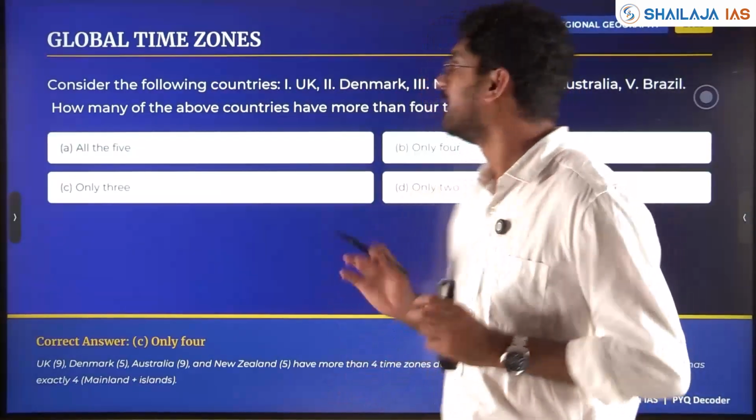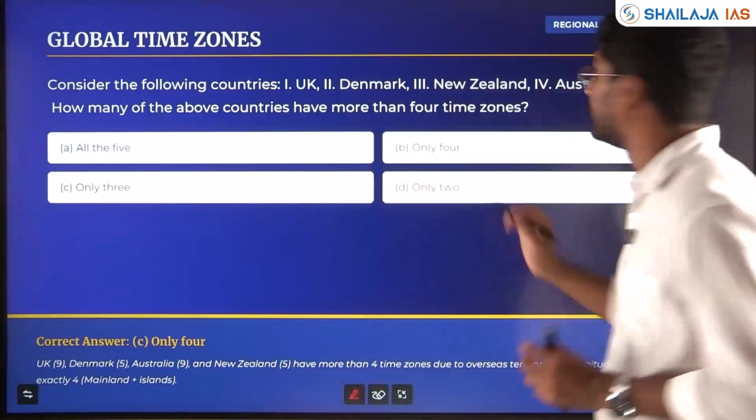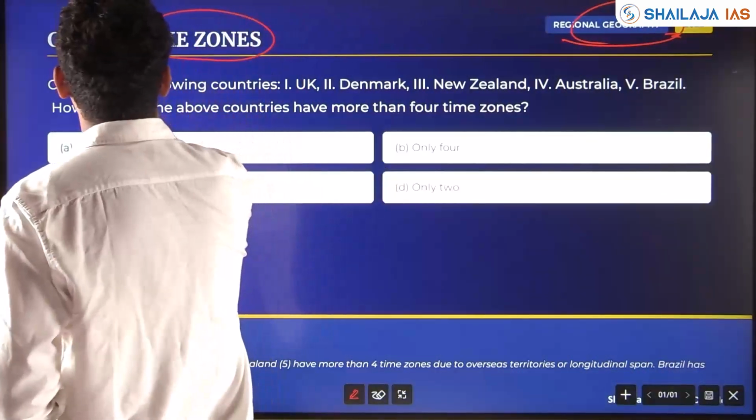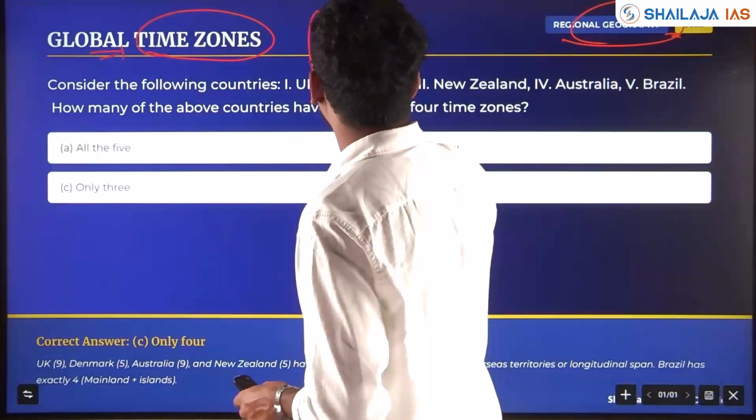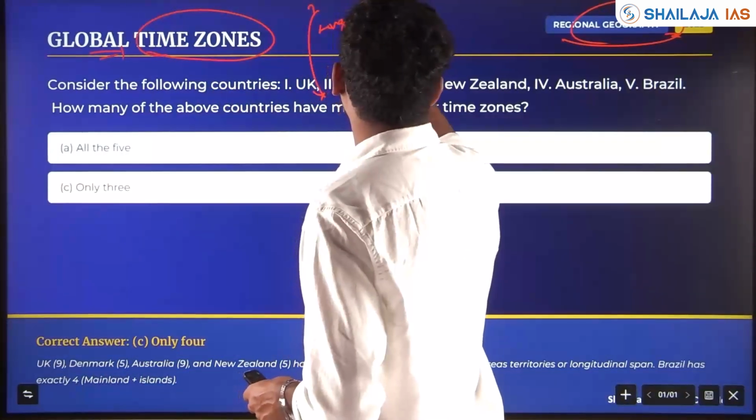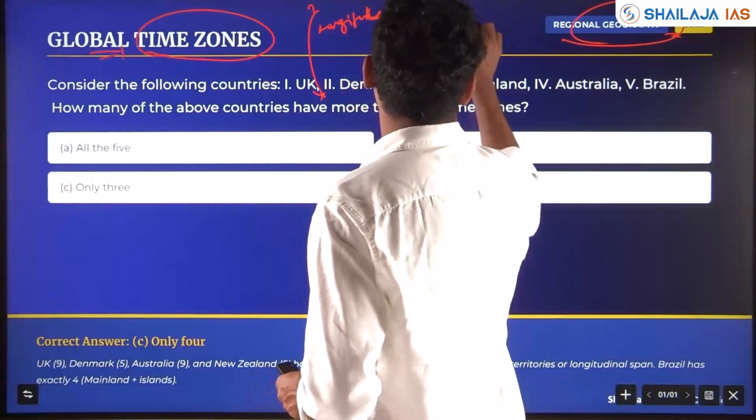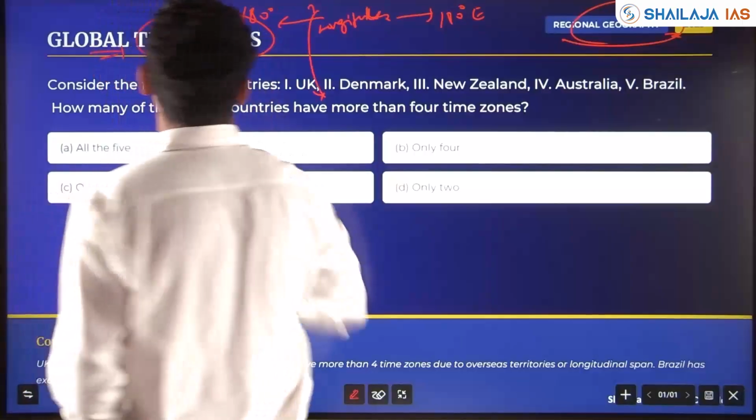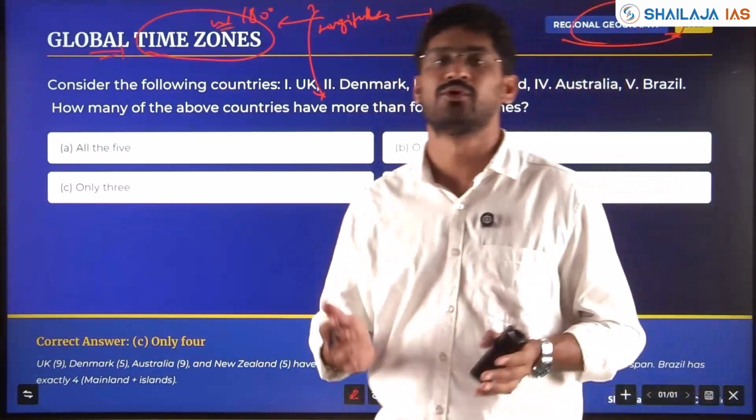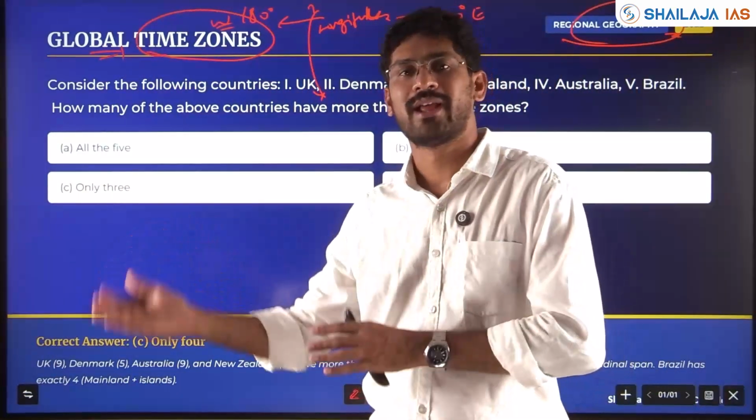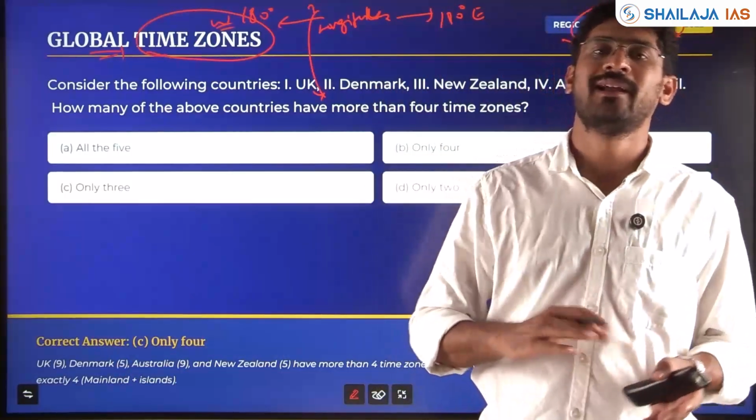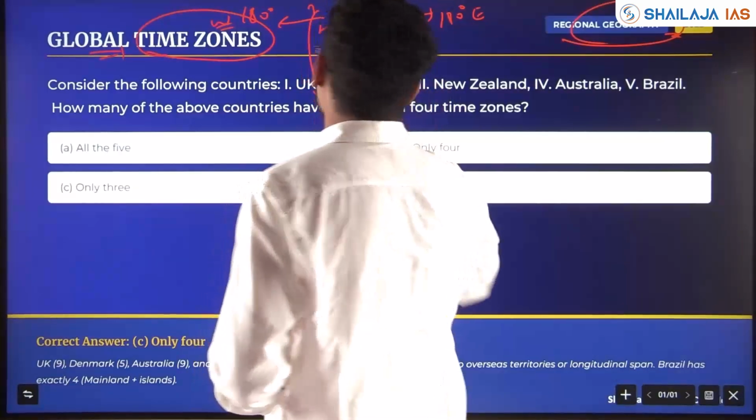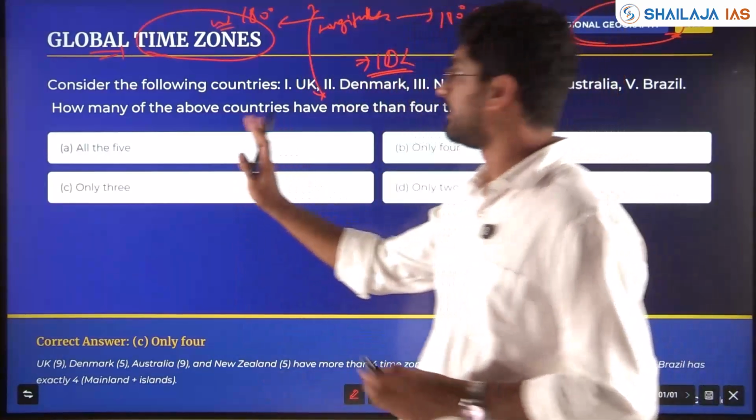So we'll see the themes linked with geographical concepts. In 2025, global time zones. You know, longitudes. We have 180-degree east and 180-degree west. So we have a 24-hour time zone where half of it is one day before and half of the time zone is one day later. So you have the international date line, right? Based on that, a question has been asked.